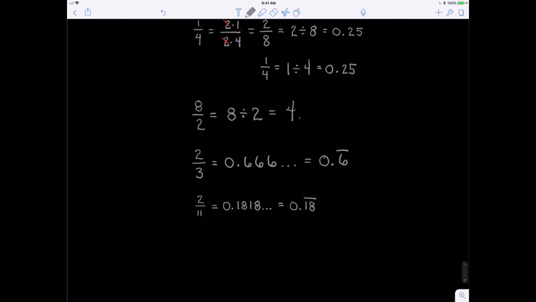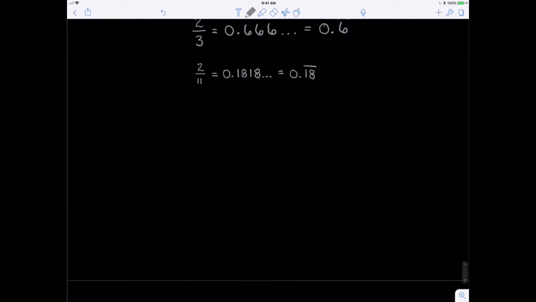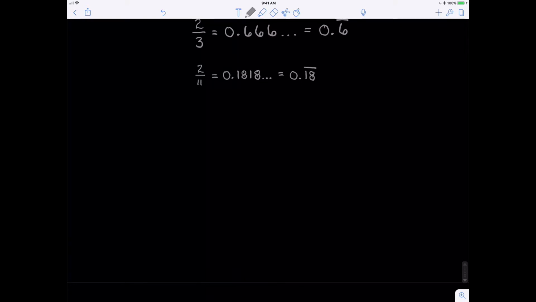Okay, now let's take a look at something here, and I'm going to use this example. Let's go back to the fraction 3/16.